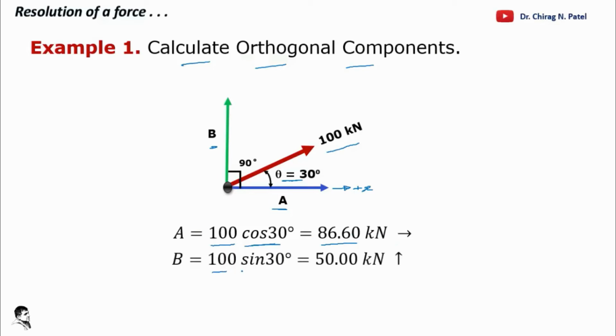Here if we want to find B, it is 100 sin 30, because this angle between the force and the component is 90 degrees minus 30 degrees. So if you want to use 100 cos, you can use 90 minus 30, or you can directly use sin 30. So the answer will be 50 kilonewton in this upward direction. So this is the resolution of orthogonal components.